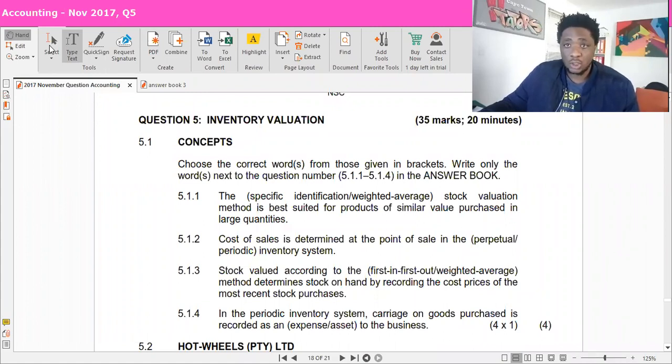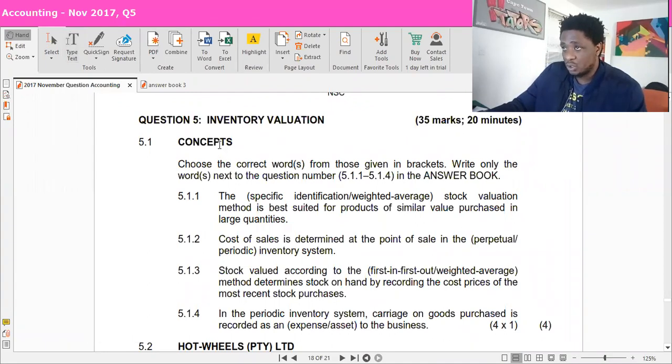In this video, we're going to be looking at question 5 of that paper, which focuses on inventory valuation. This is also a very important topic in accounting, so you need to make sure that you do enough practice. So without wasting any more time, let us jump straight into the question. So the question here, question 5, is obviously inventory valuations, 35 marks for 20 minutes.